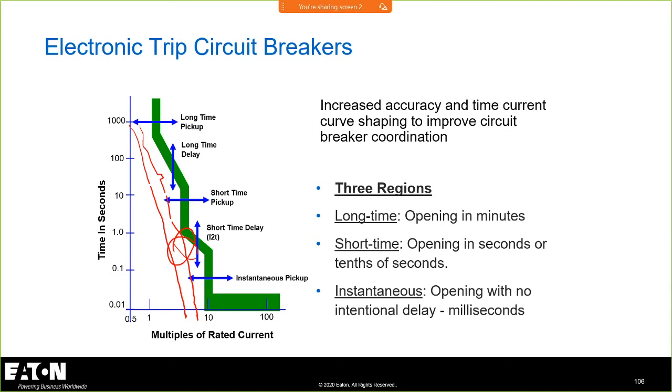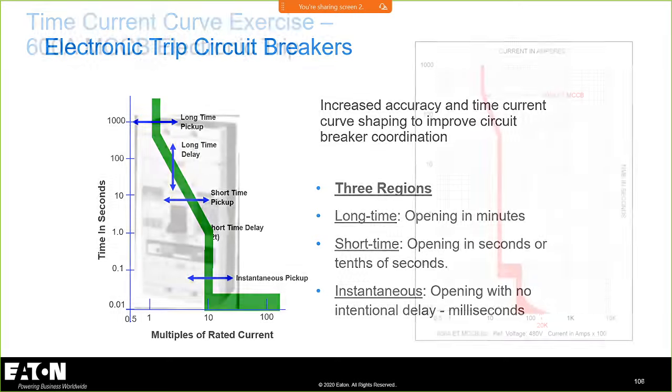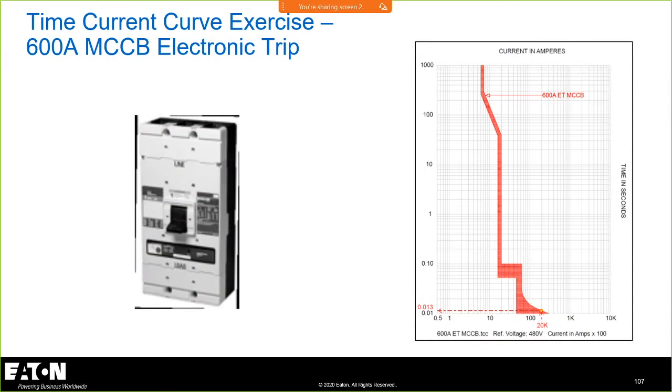So I gained this capability for selective coordination reasons, or I could say I'm taking that short time delay out of the picture altogether. Maybe that is because I've got a motor that has a start curve that looks like that. And if I don't have that, then I'll trip that circuit breaker on motor starting. So I add this intentional delay in that long time region, and boom, I can start that motor. Bam! It's in there.